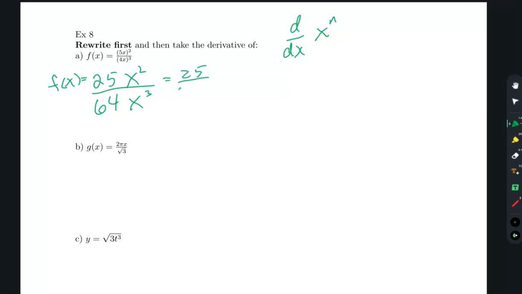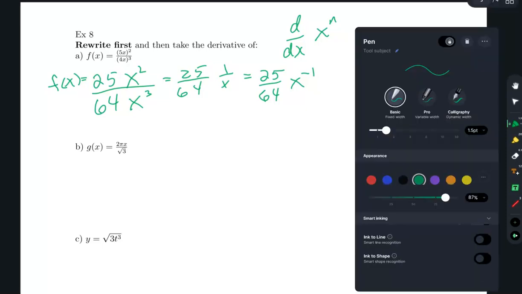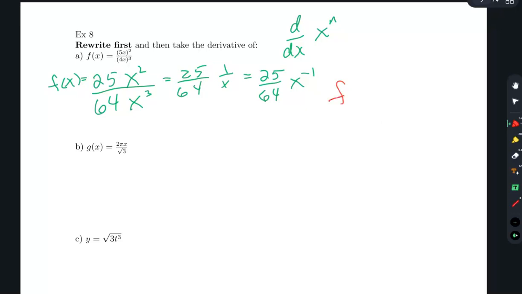So this is the number 25 over 64 times 1 over x. Oh, and let's take the time to rewrite that as x to the negative 1 power. Now I can take the derivative. So to take the derivative, we say f prime of x will be, carry along the number, right? Any number multiplied times an x, you carry it along. We take the derivative of this, so I bring the negative down, and I'd have x to the negative 2.